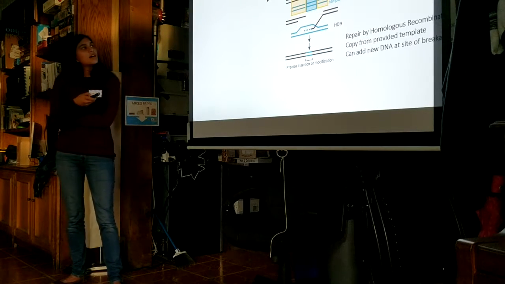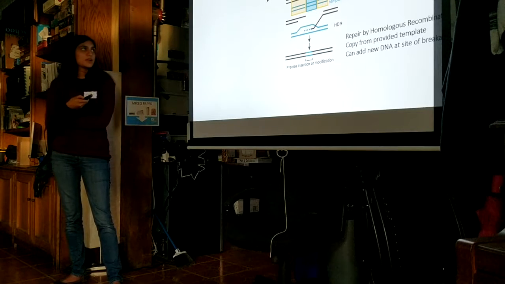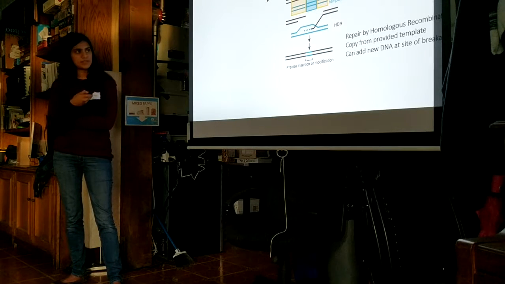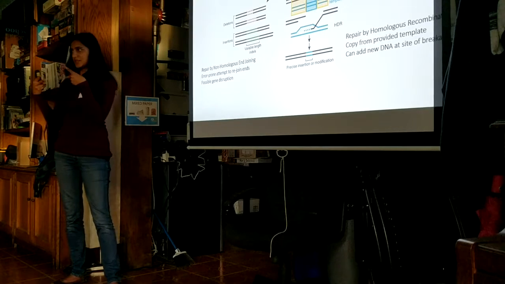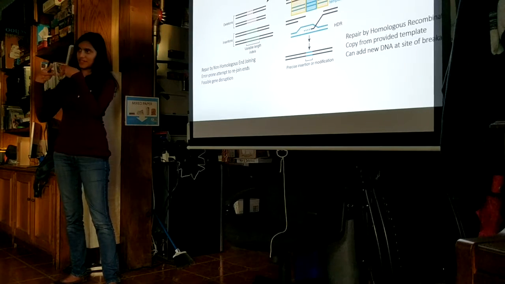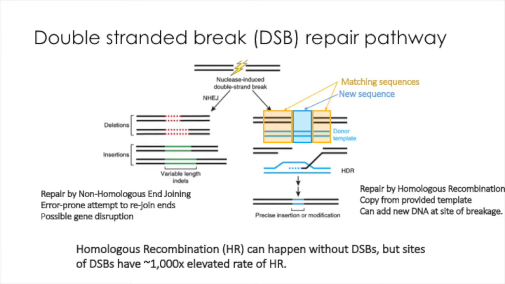The other way that cells will try and repair this double-stranded break, especially if they don't have a homologous sequence to copy from, is just by taking the two broken strands and sticking them back together. And this is called non-homologous end joining. And it's pretty error prone, so you might get deletions at that site or you might get insertions at that site, which means that any gene that's at that site could be disrupted.